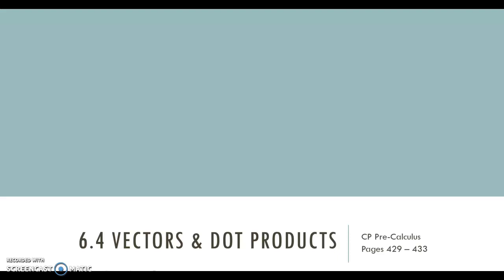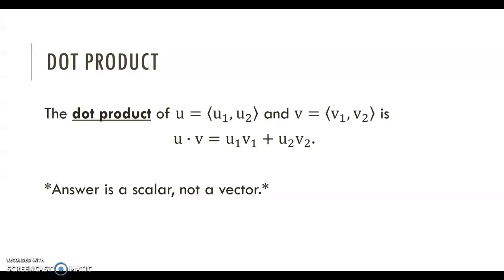Today we are going to look at section 6.4, which is vectors and dot products. This can be found on pages 429 to 433 in your textbook. So let's look first at this other vector operation.